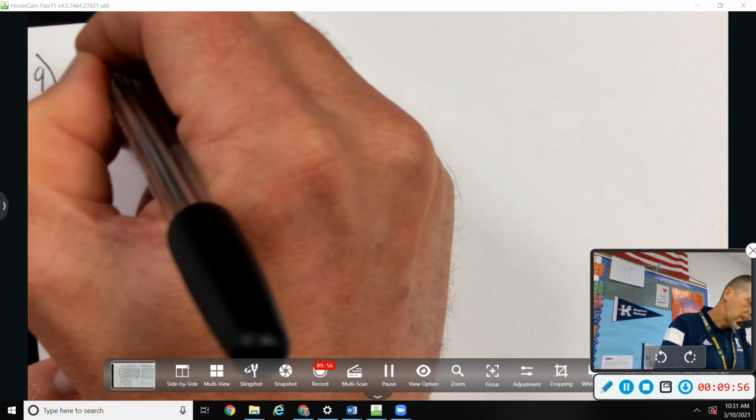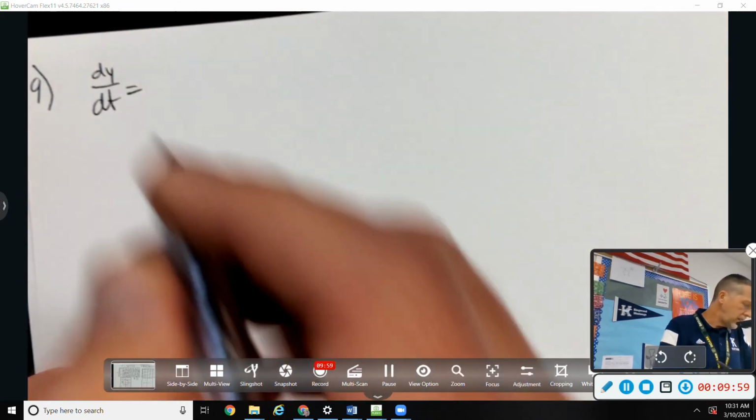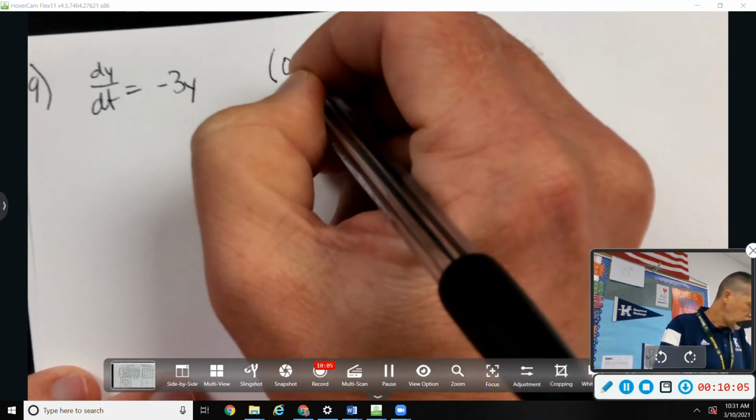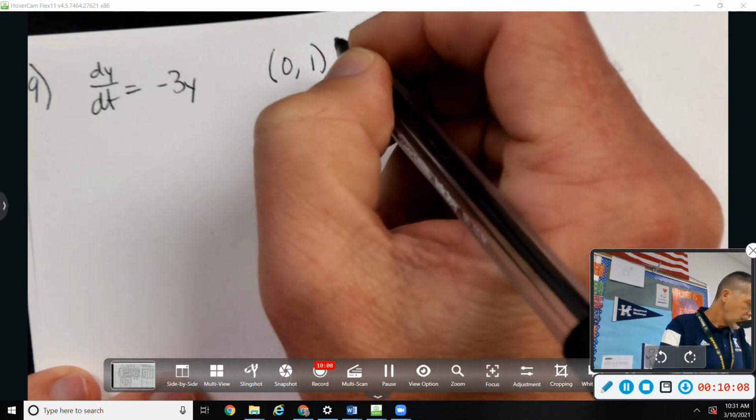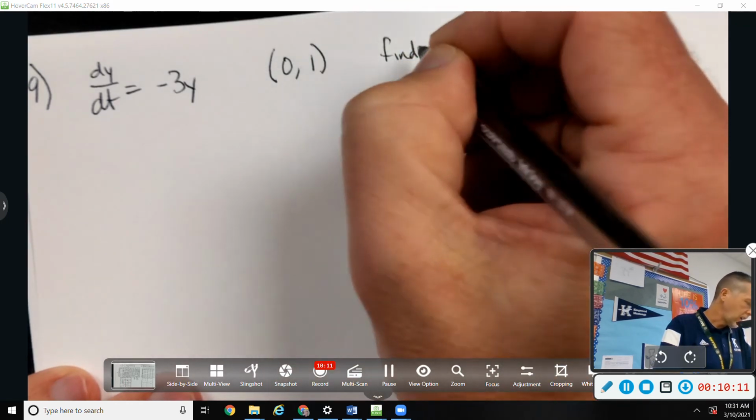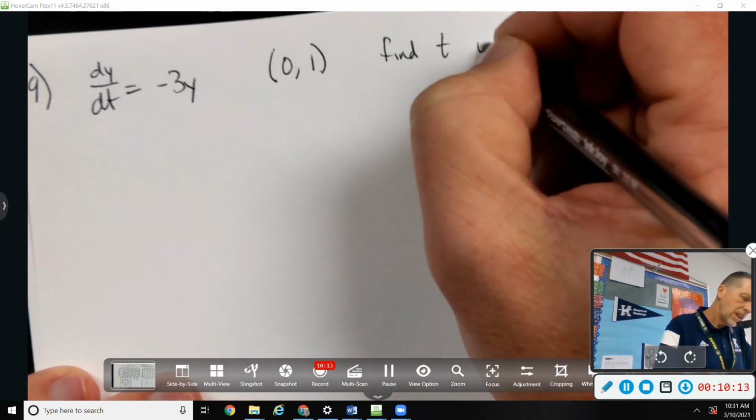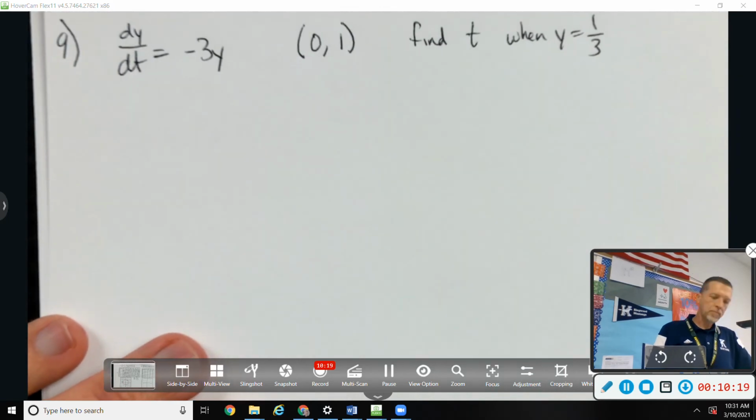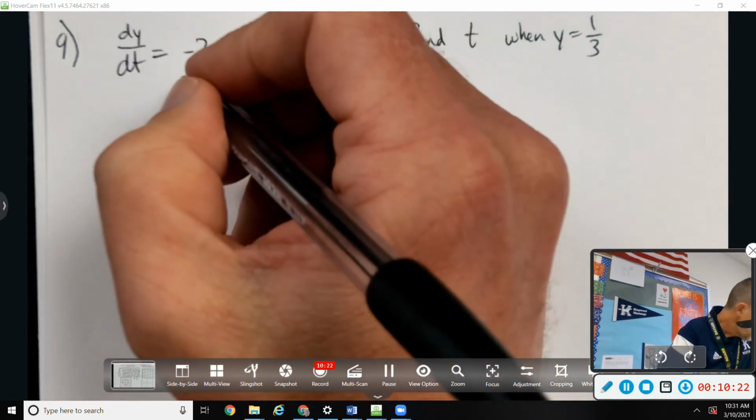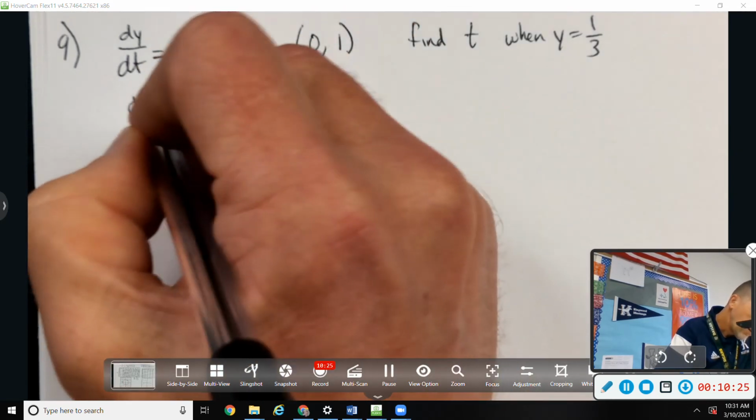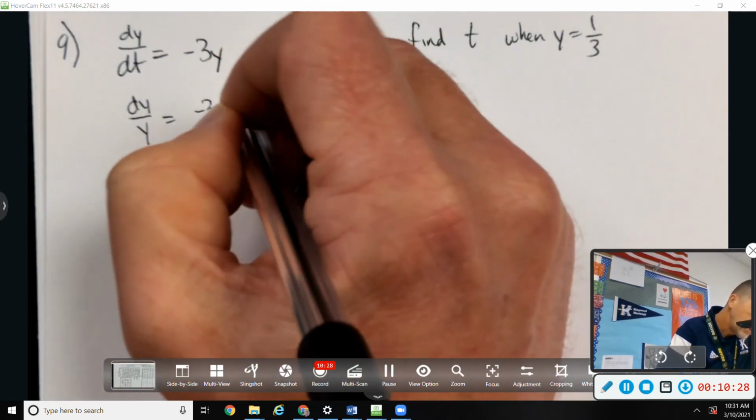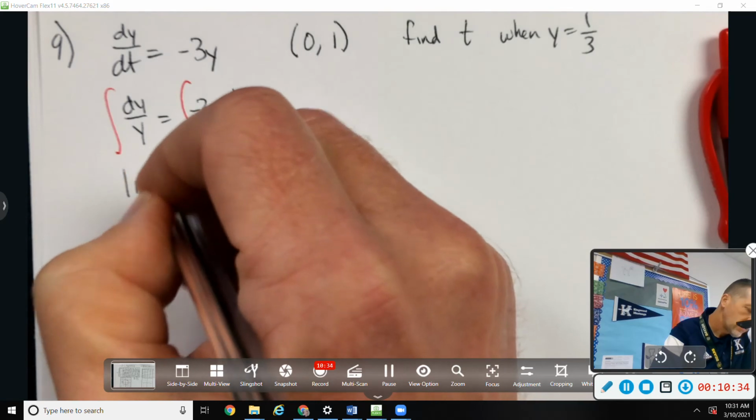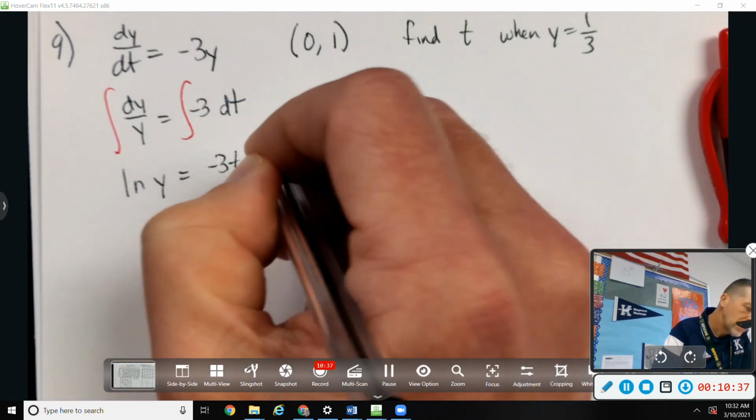Number 9. dy/dt equals negative 3y. 0, 1. And then, this has an extra step in it. Find t when y equals 1/3. So there's a lot going on in this problem. Let's see, so dy over y equals negative 3 dt. It's another natural log problem as well. Natural log of y equals negative 3t plus c.